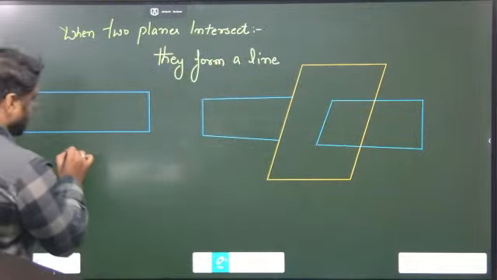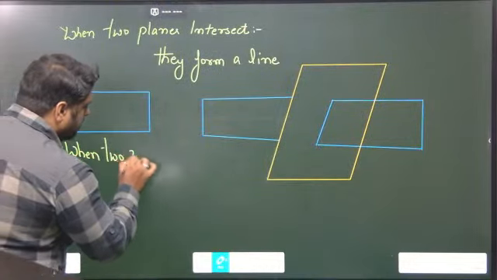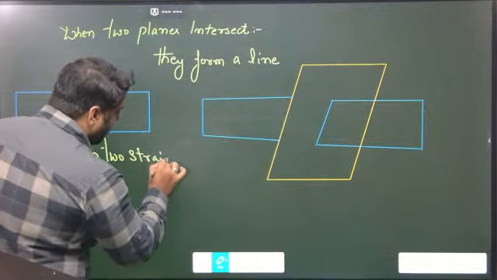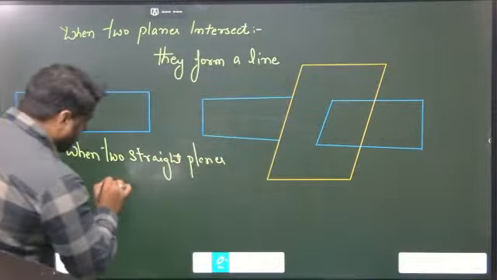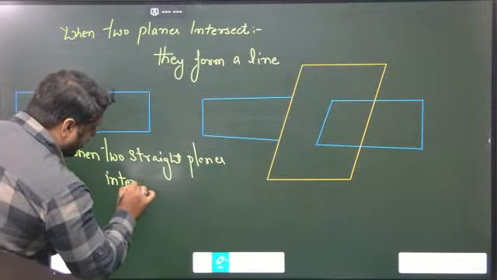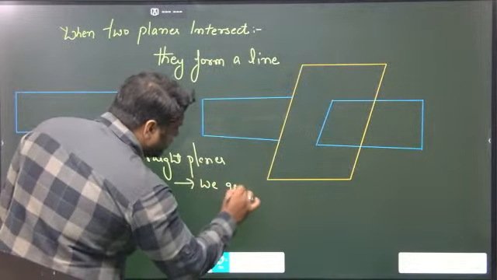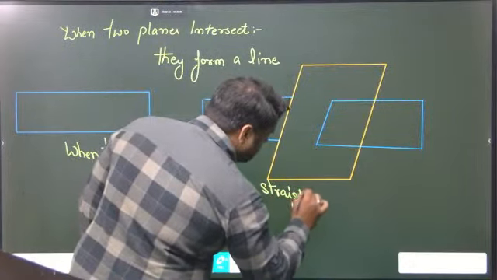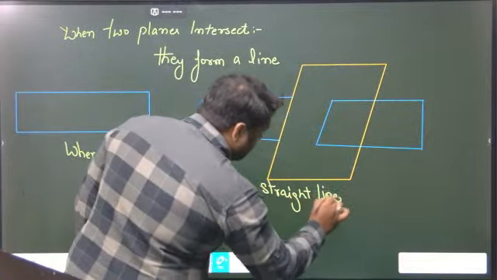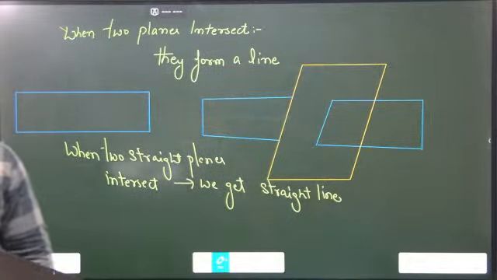So when two straight planes intersect, we get a straight line.